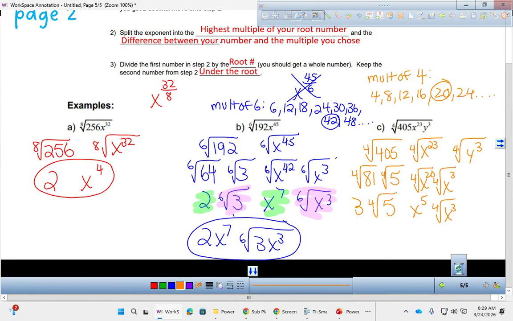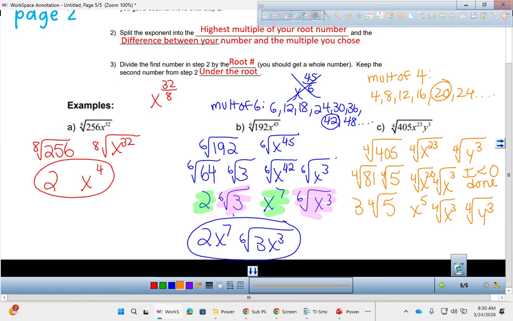Y to the 3rd does not divide nicely into 4. I can't split it up either though, right? Because if I'm looking up here at my multiple list, none of those multiples are smaller than that. If the inside number is smaller than the outside number, you are done. There is nothing more that you can do. Leave it as is. I'm not changing it. If the inside number's smaller than the outside number, you're done. Don't do anything to it.